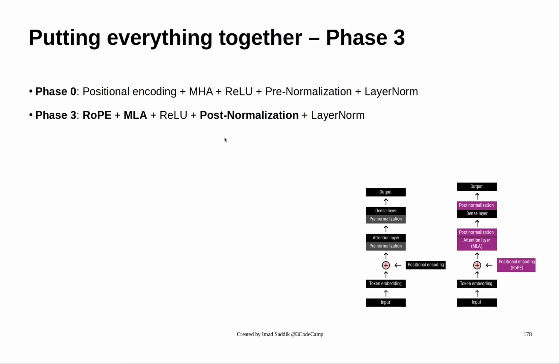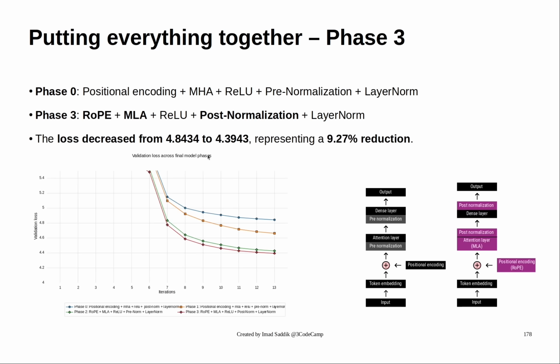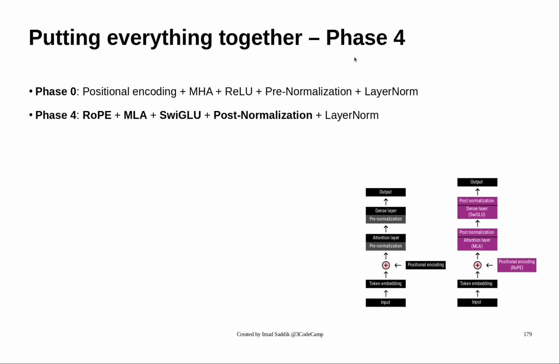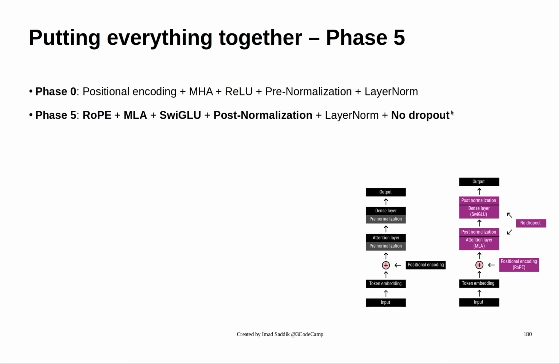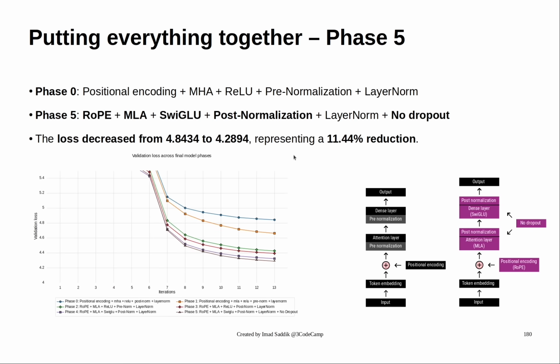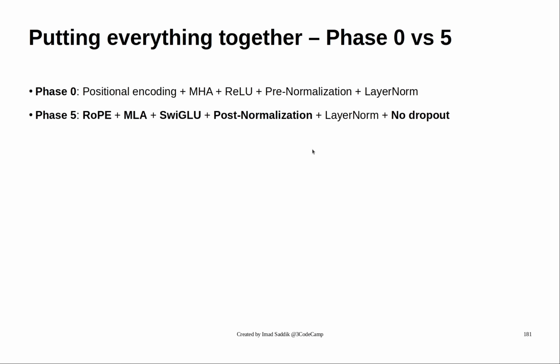Step 3 is about changing from pre-normalization to post-normalization. This brings the loss down by 9.27% in total. In step 4, we swap ReLU with SwiGLU. This change makes the total loss reduction even bigger. Now it is 10.72%. Finally, in step 5, we remove dropout. This brings our total loss reduction to 11.44%. Now, let's clear the graph and just show step 0 and the very last step.